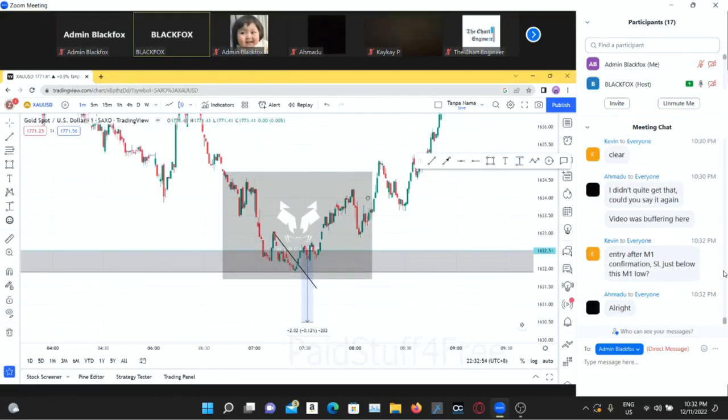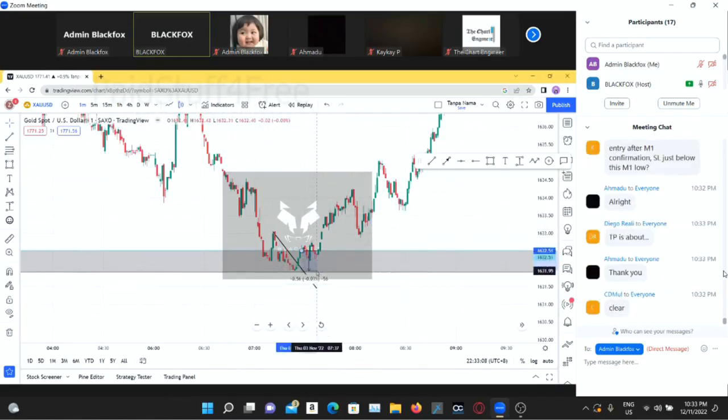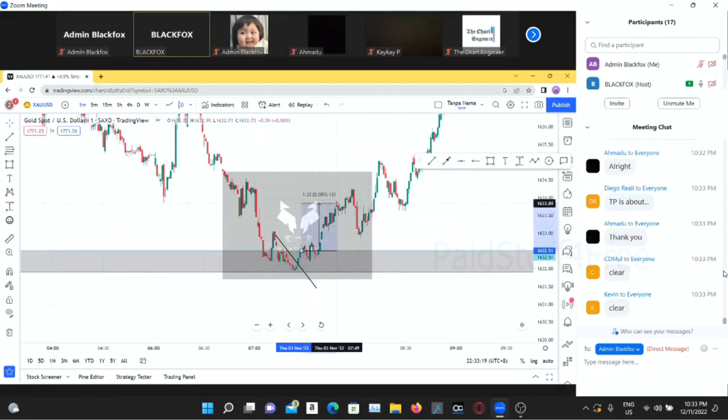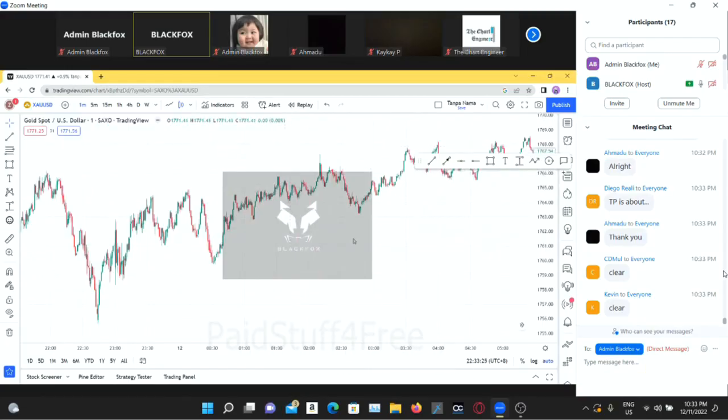Is that clear? But I will choose to put SL 20 pips, because sometimes the price will test this support again or play around this zone, then the price goes up. So it's better to just put 20 pips SL. Yeah, clear. TP is about 50 and 100.